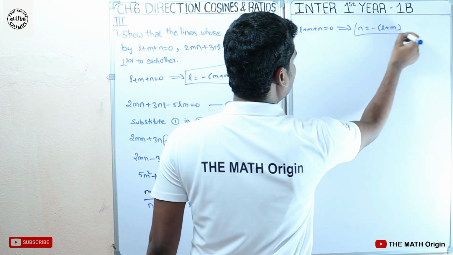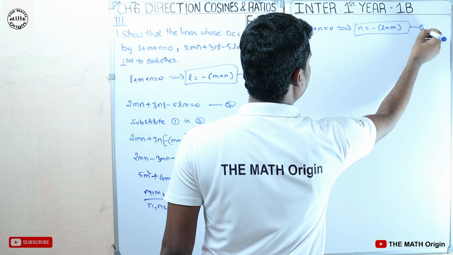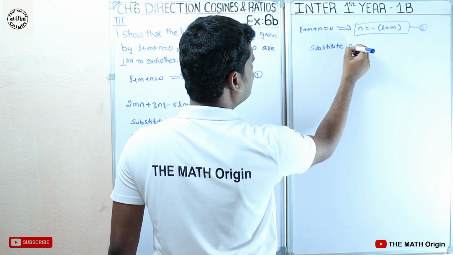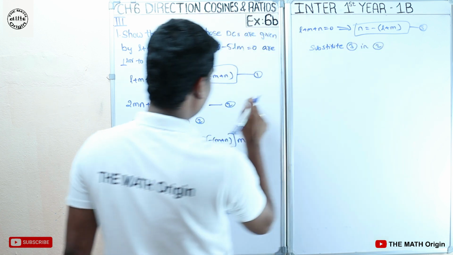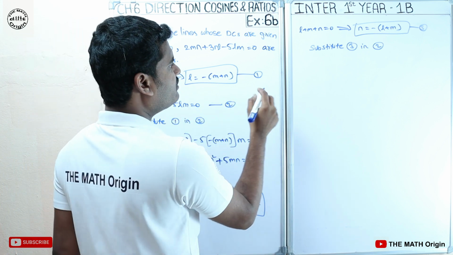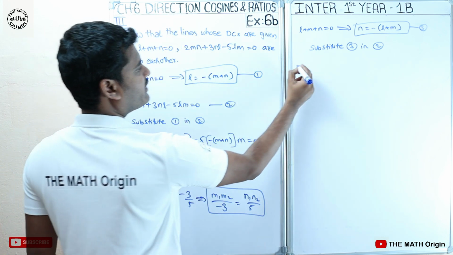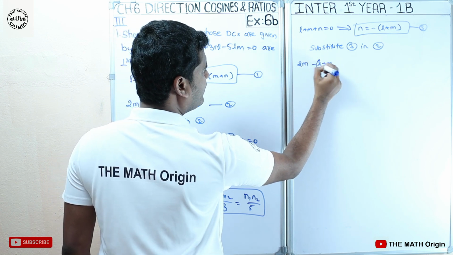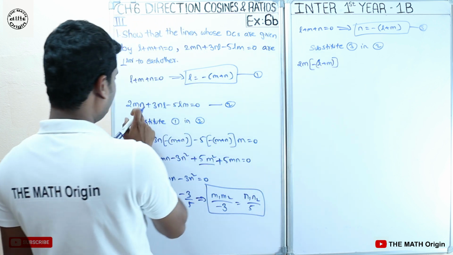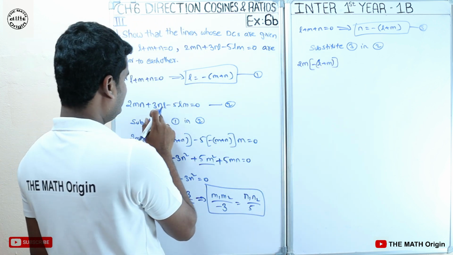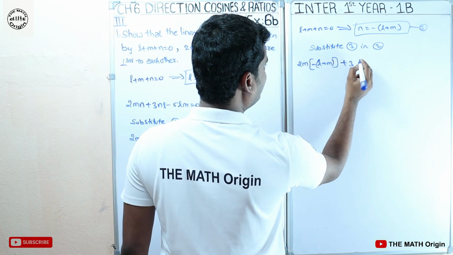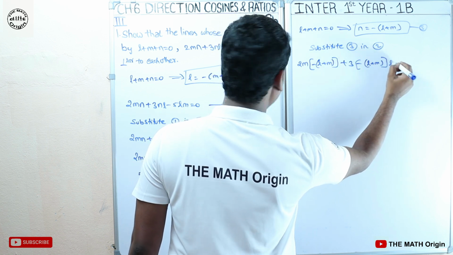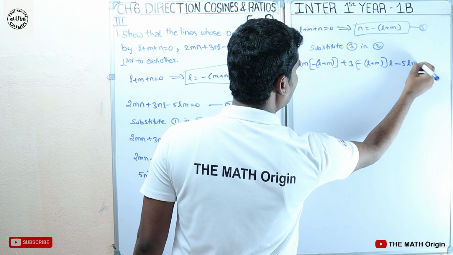Now let's consider this as 3. Substitute 3 in equation 2. So what is the 3 value? 2m into minus L plus m, plus nl, plus 3n means minus L plus m, nl minus 5 lm equals 0.